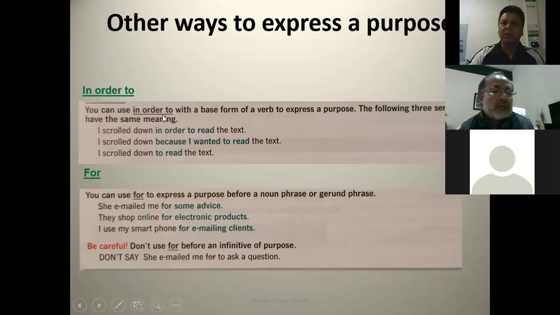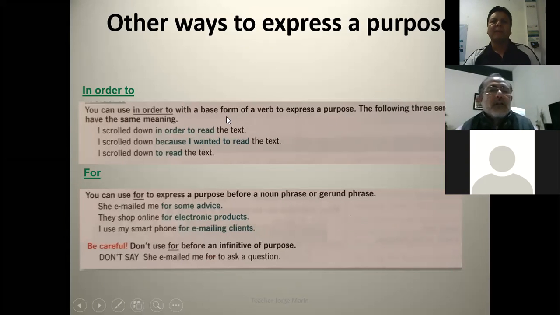Look, you can use in order to with a base form of a verb to express a purpose. When we have in order to, it continues with a verb in simple form. But for, you can use for to express a purpose before a noun phrase or gerund. For emailing is a gerund, and electronic products or some advice is a noun. Okay. Oh, okay, yeah. Got it. Thanks.